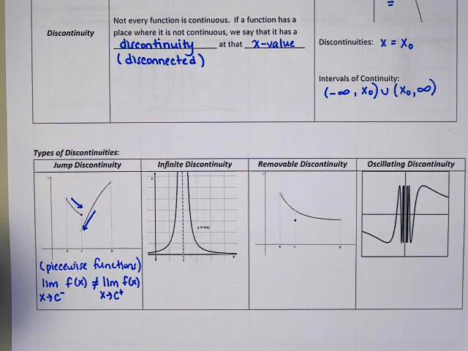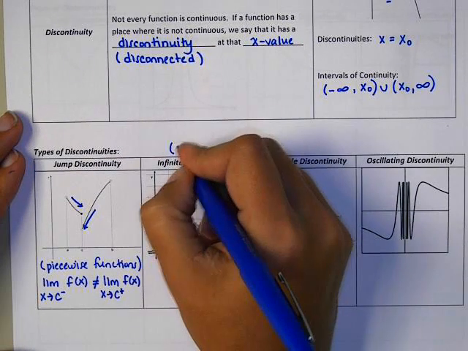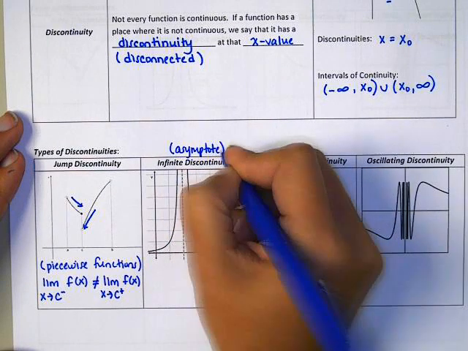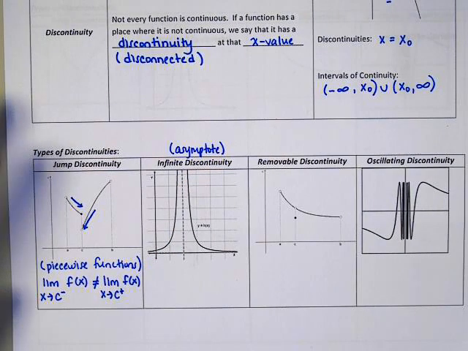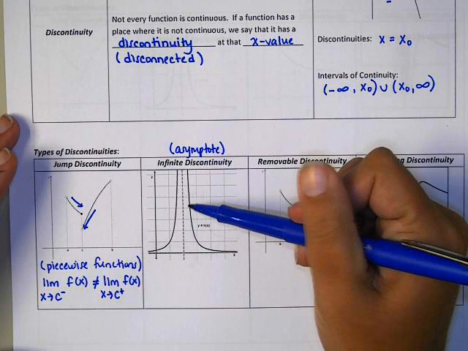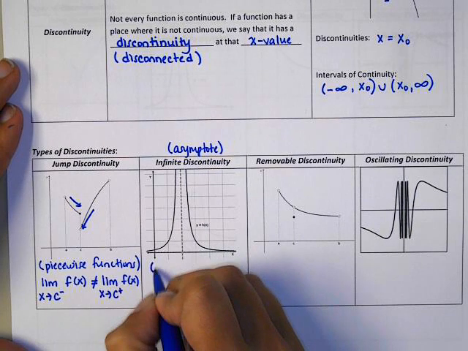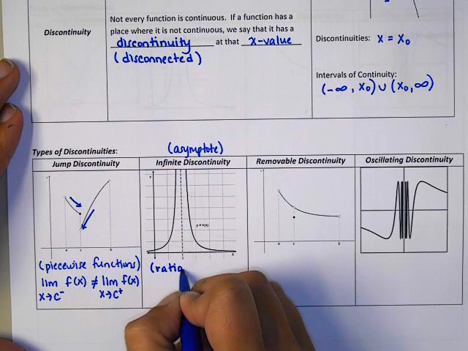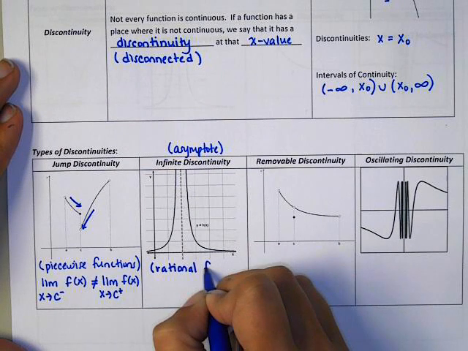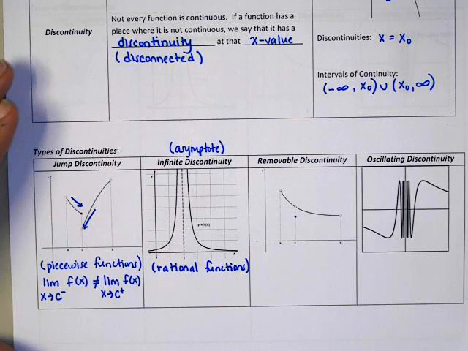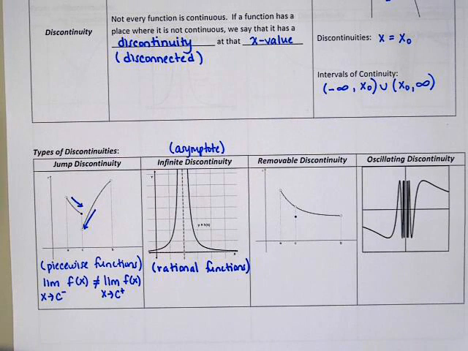An infinite discontinuity is just another name for an asymptote. And we call this an infinite discontinuity because the y values on the graph become infinitely large. They go up towards infinity or down towards negative infinity. We see these a lot with rational functions. Not always, but a lot of the time, rational functions will have infinite discontinuities, asymptotes somewhere.